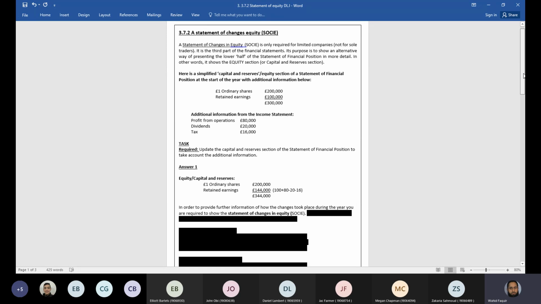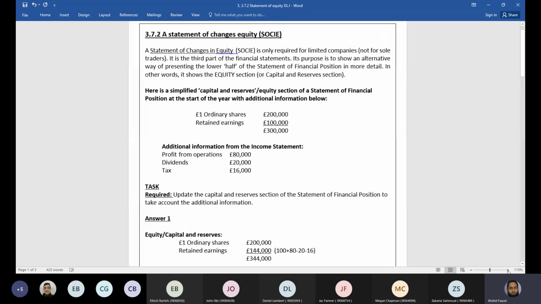Right, document 372 then. Right, let me just zoom in a little bit. Right, there might be slight variations to this document and the document that you have, or the document that you saw in the lesson. Essentially, it's the same though. Right, so we know what a statement of changes in equity is. We've already explained it. It gives detail about what's happened in the capital and reserve section during the year, with opening figures, closing figures, and in between anything that's changed.